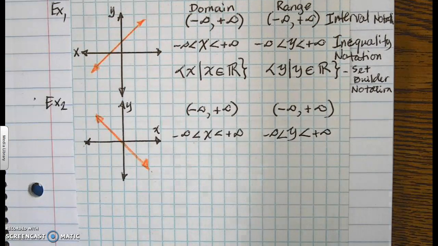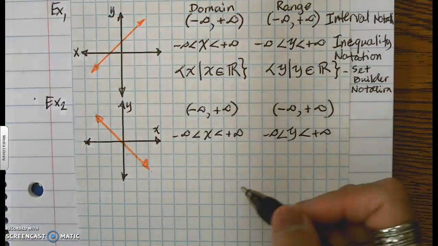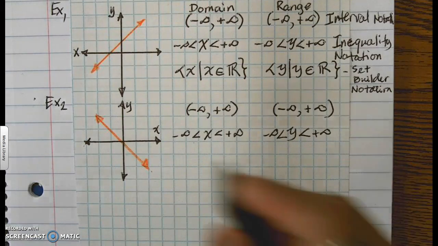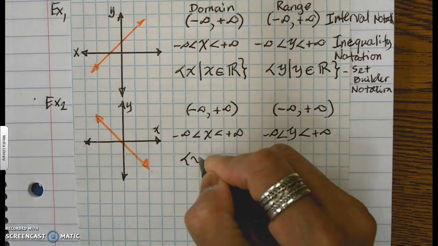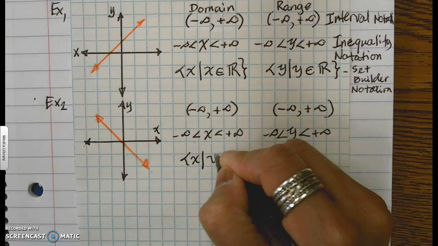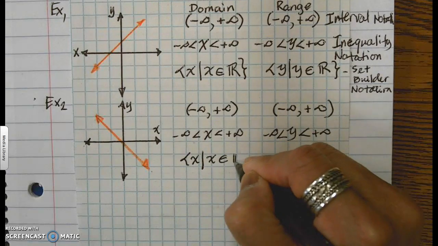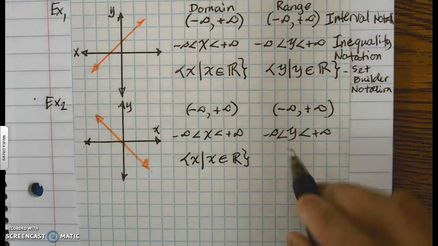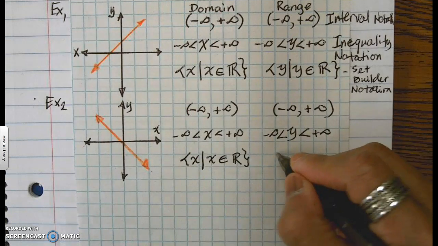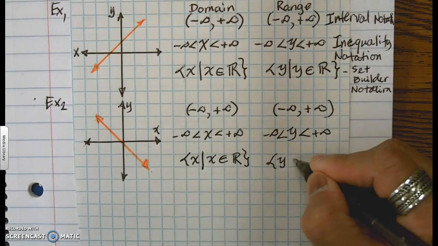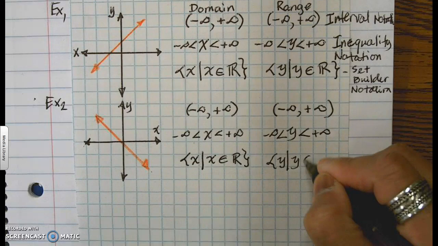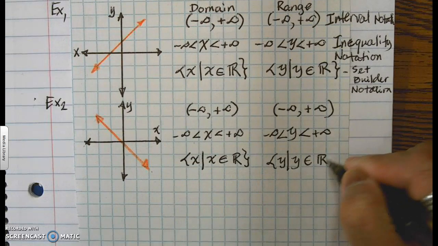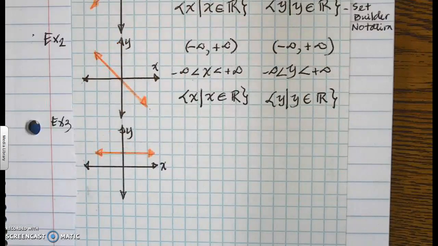So now we go to the set builder notation, and it's going to be read as the domain are all the x values such that x is an element of all real numbers. Here, you're going to say that the range are all the y values such that y is an element of all real numbers.